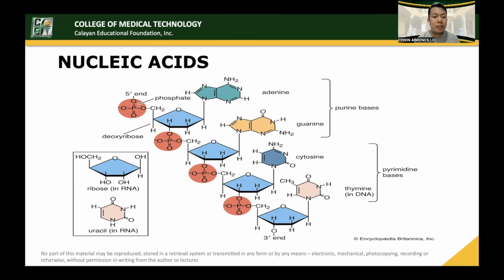In the RNA, this is the ribose. So instead of deoxyribose, it is composed of ribose. And then uracil also replaces thymine as a pyrimidine base. So that's one of the differences between the RNA and the DNA.